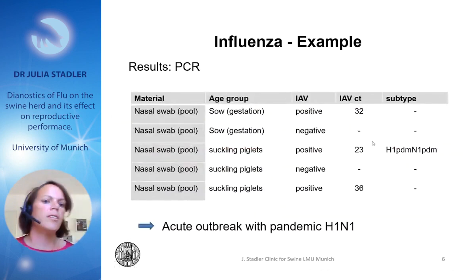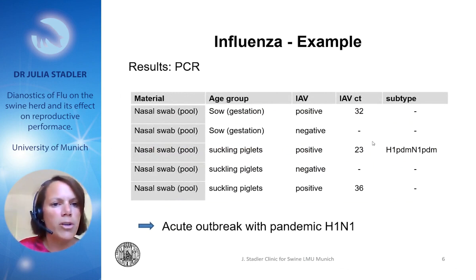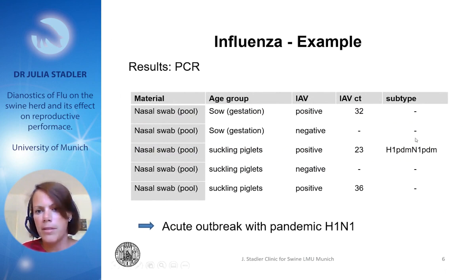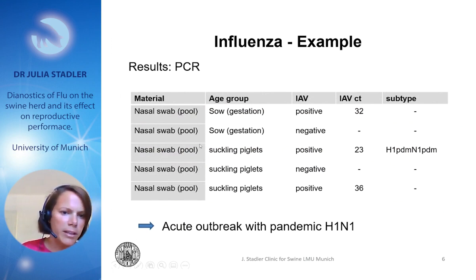Our speculation about the pandemic H1N1 infection was also confirmed by PCR analysis. The subtype-specific PCR revealed the presence of pandemic H1N1 in one sample, and this sample originated from suckling piglets. It was a pool of nasal swabs from suckling piglets.